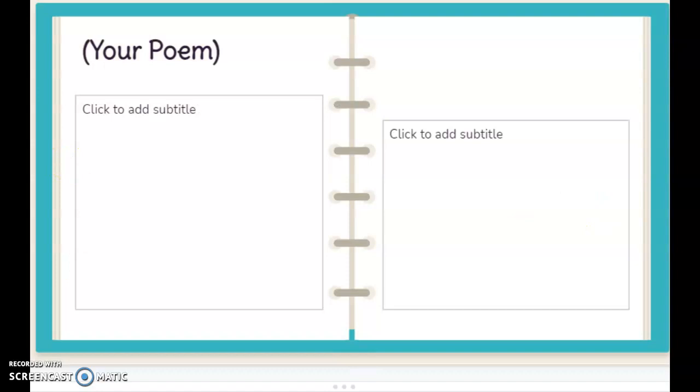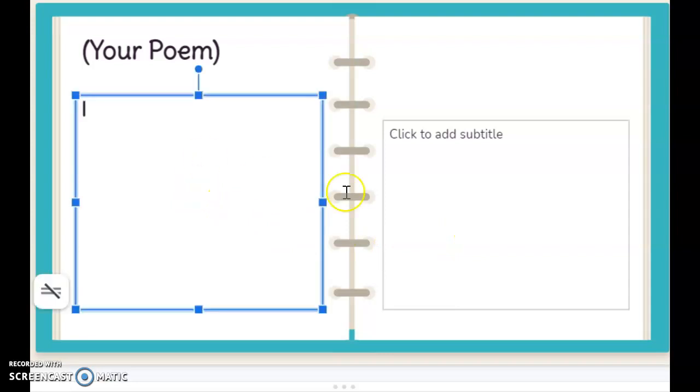So you can write a poem about anything and everything you want here, right? Your topic is up to you. You have lots of space, and as you're writing, you're going to make sure you underline the poetic devices that you use.